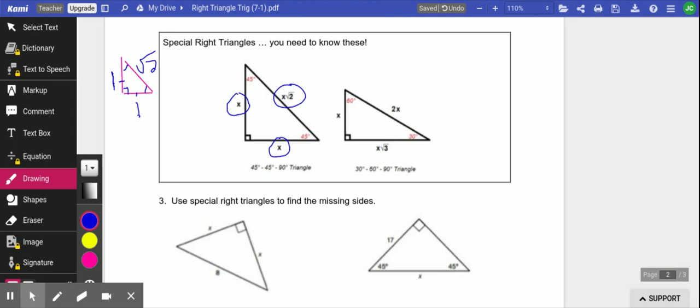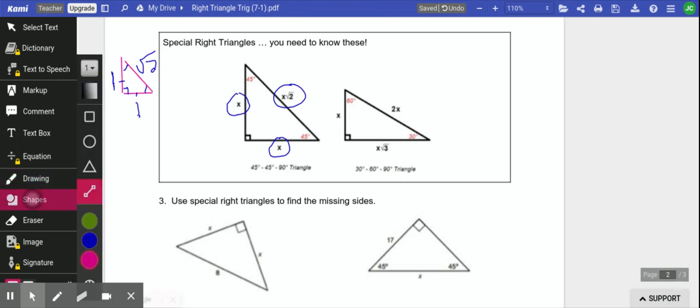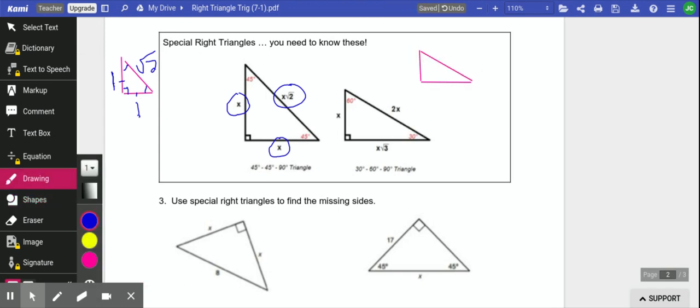The 30, 60, 90 one is a little bit more complicated. Let me draw one of those. Okay. I mean, it's just a tiny bit more to remember, I guess. The sides of a 30, 60, 90 are 1, 2, and root 3. You need to know those.